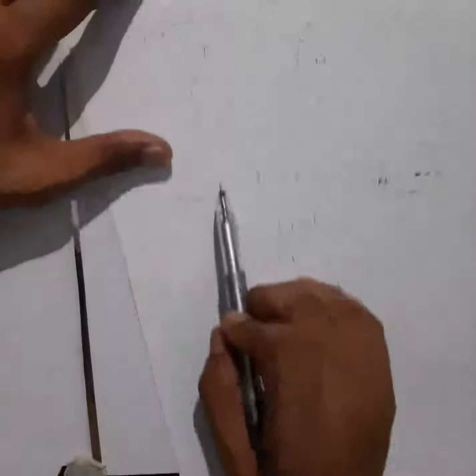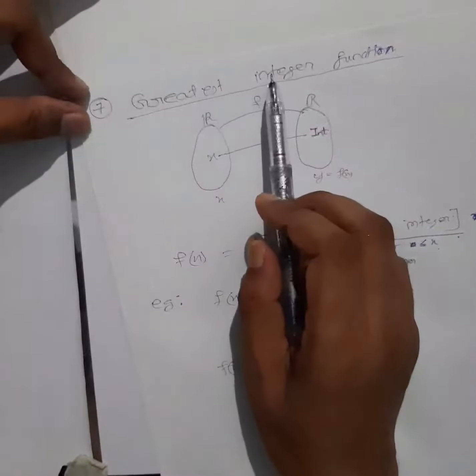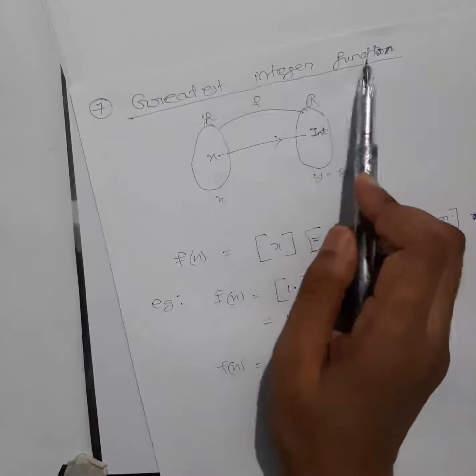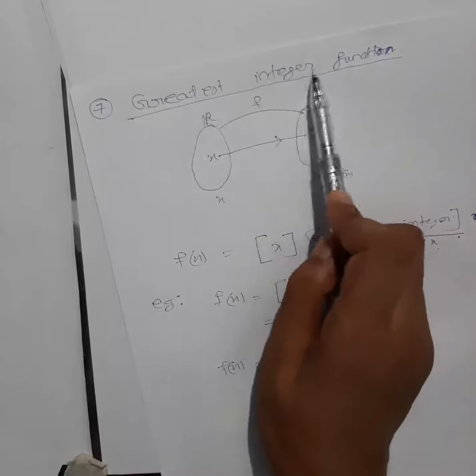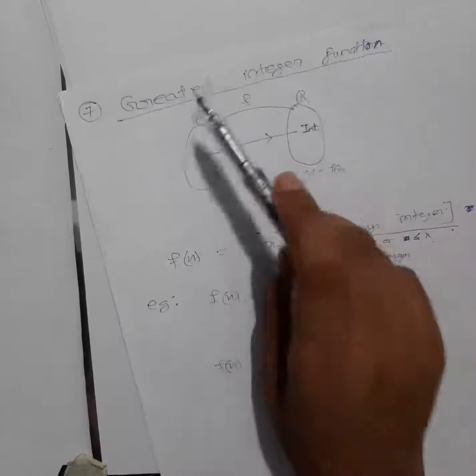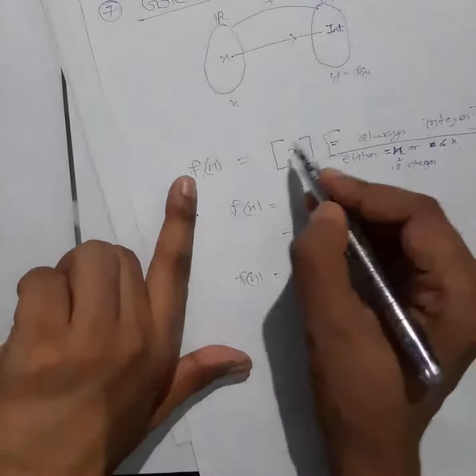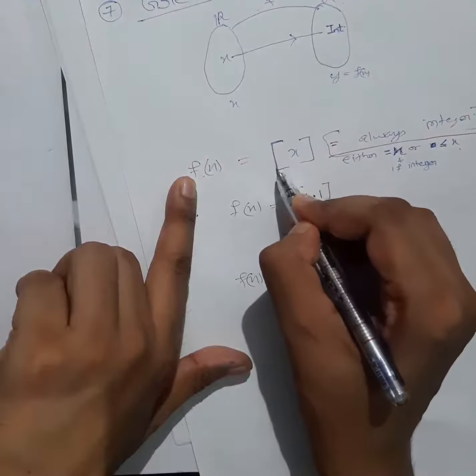So one more definition, one more function is there, that is the greatest integer function. Now what is the greatest integer function? By the name only you can understand. This is a function where integer will be there and greatest word will be there. So what is this? See here carefully, greatest integer function. So this function's notation is this one. This is your greatest integer function.